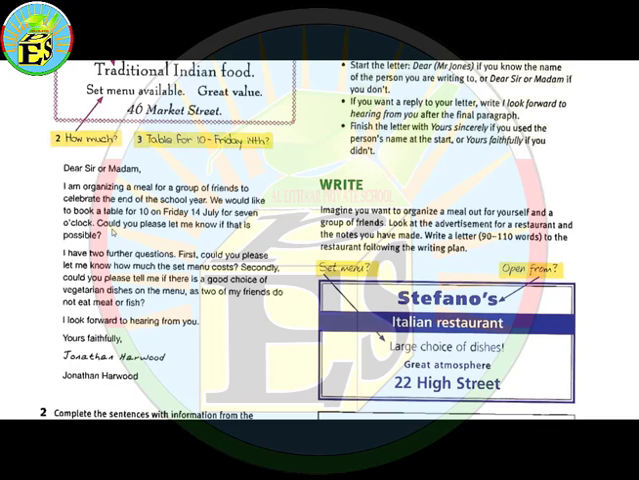So let's have a look at the requests. This is the first one that we underlined. Could you please let me know if that's possible? The second request, could you please let me know? It's the same. And the last one, which is right here, could you please tell me? So it's either could you please tell me, or could you please let me know?